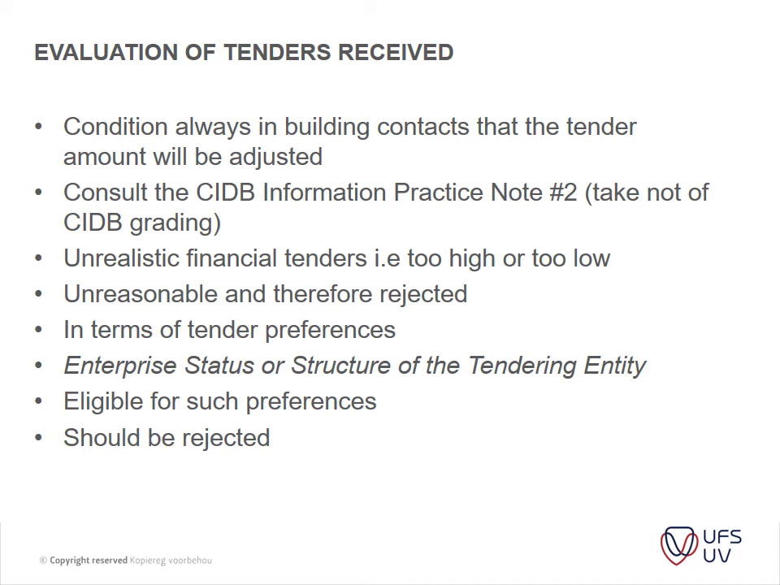Then evaluation of tenders received. Conditions always in building contracts that the tender amount should be adjusted. Okay, this is what I was talking about. So these are the types of conditions. Consult the CIDB information practice note 2. So this is just a note for you in future reference. Unrealistic financial tenders, i.e. too high or too low, is identified.